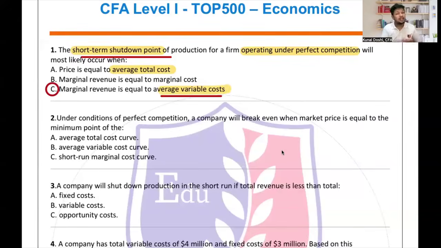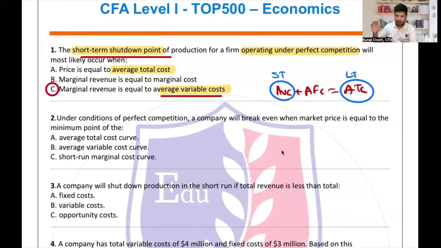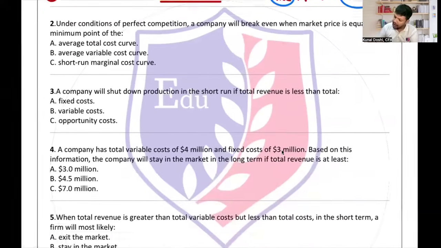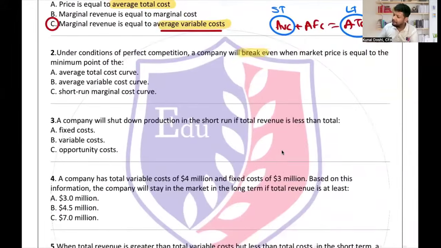Remember, your short-term shutdown point means if the revenue is below this point, there's no point of continuing the business. Always remember that average variable cost, AVC, plus average fixed cost is equal to average total cost. In the short run, you should at least cover your variable cost. In the long run, you should cover both. This is your short run shutdown point. This is your long run shutdown point. Got it?